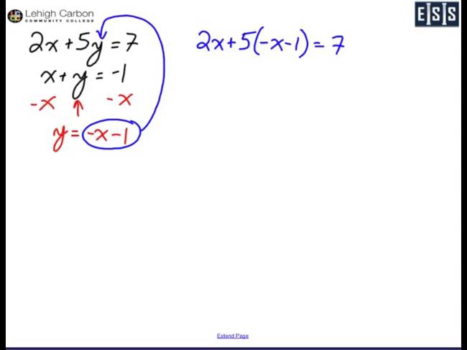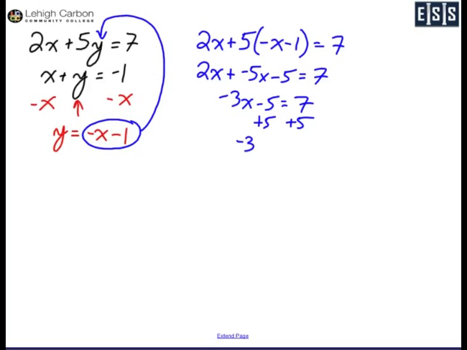Use my distributive property, I get 2x plus negative 5x minus 5 equals 7. Combine my like terms on the same side of the equation. 2x plus negative 5x is negative 3x minus 5 equals 7. Add 5 to both sides. Negative 3x equals 12. Divide by negative 3. I get that x is negative 4.